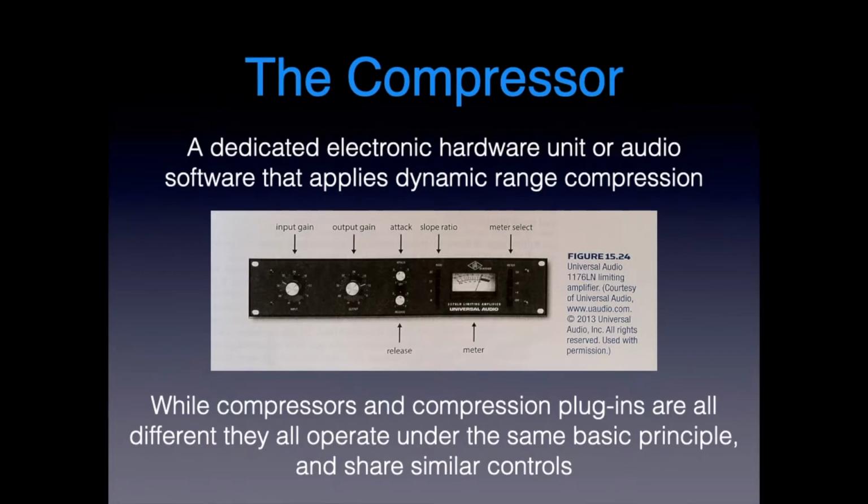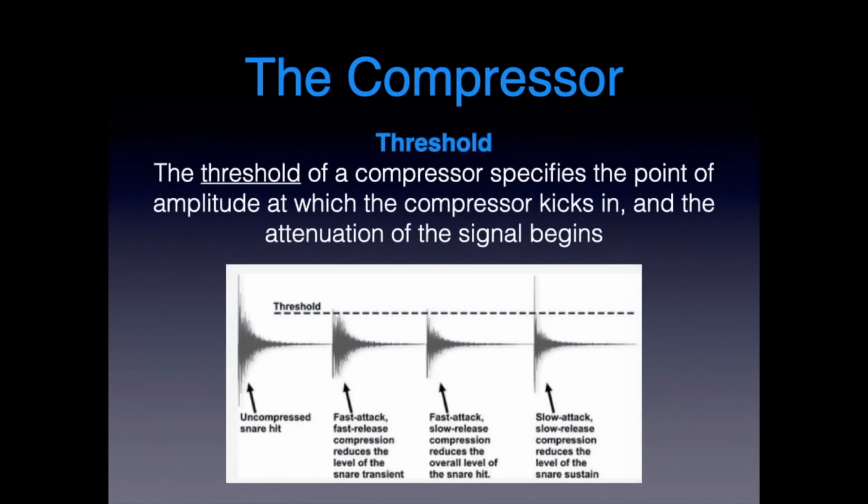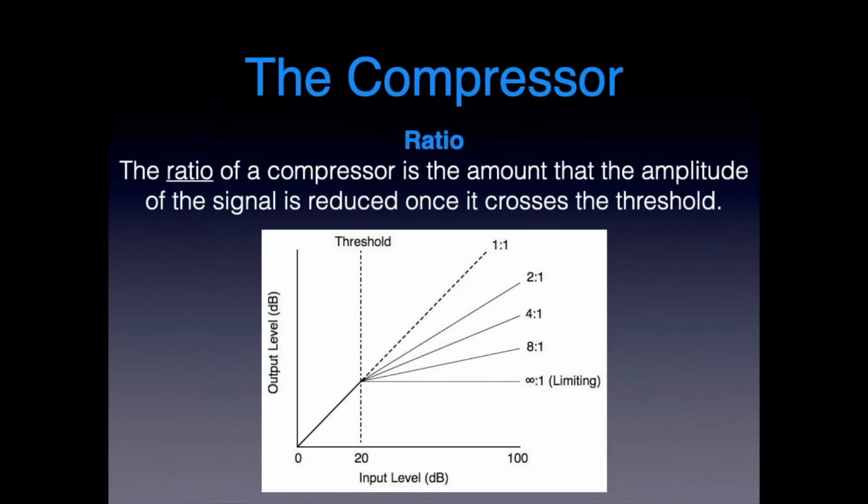But compressors will generally share the same controls. First, a threshold. The threshold is where the compressor is going to start compressing. This is the amplitude at which a sound will be attenuated. Next, once a sound has crossed that threshold, we think about the ratio. How much are we going to reduce that level once the sound has crossed the threshold? Are we going to reduce its amplitude by half, by a quarter, etc.?